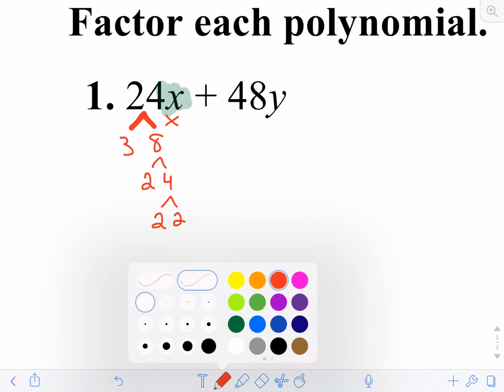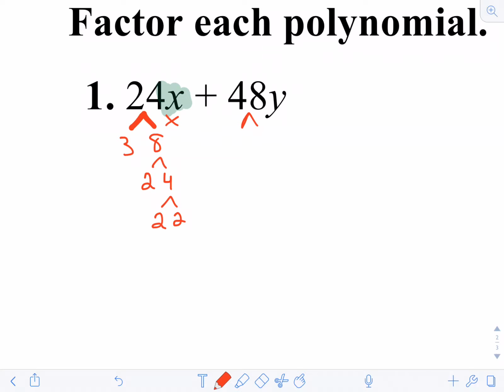Okay, and then I have 48, and then I'm going to work on, so 48 I can do 6 and 8. Here I can do 2 and 3. Here I can do 2 and 4, and then we can do 2 and 2. And then again, I just have this variable y. There's only one of them, so I'm just going to write down y one time.